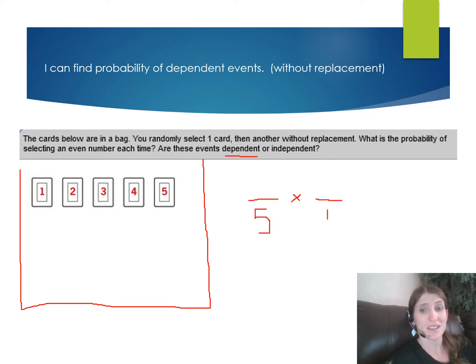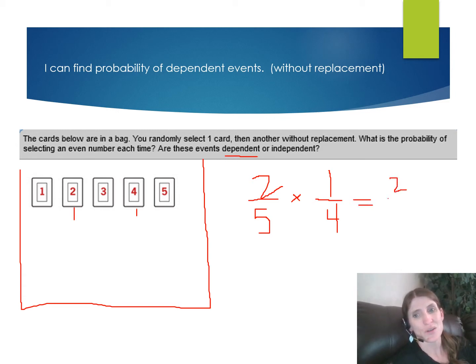And so the next one is going to be a 4, because we're going to leave out the first card. And we want to know even, so we count how many evens there are. There's 1 here and 1 here, so that's 2 out of 5. And then say we got an even, because remember we're trying to find the chances of this happening. So now we only have 1 out of 4, and so when I multiply, we get 2 20ths, which reduces down to 1/10, which we know to be 10%, right?